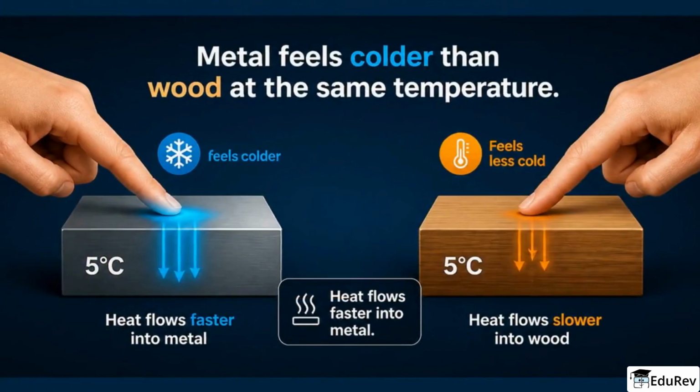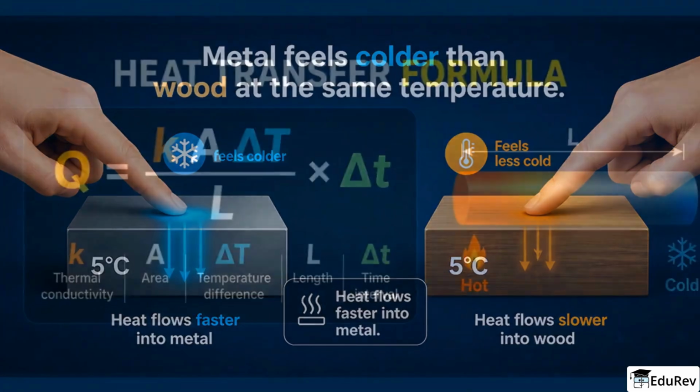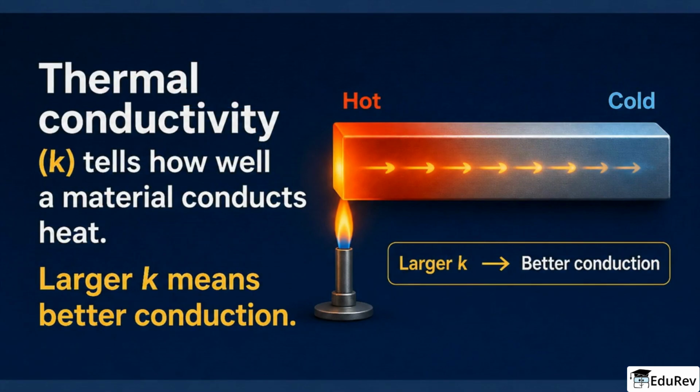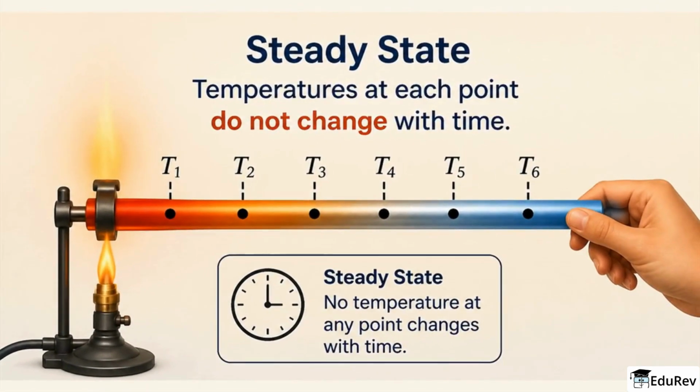When you touch a metal at 5 degrees Celsius, it feels colder than wood at 5 degrees because heat flows faster into the metal. Now a useful formula idea. The heat transferred in time equals thermal conductivity times area times temperature difference divided by length, multiplied by the time interval. Here thermal conductivity, called K, tells how well a material conducts heat, and a larger K means better conduction. Also, the rod example assumes steady state, where temperatures at each point do not change with time.